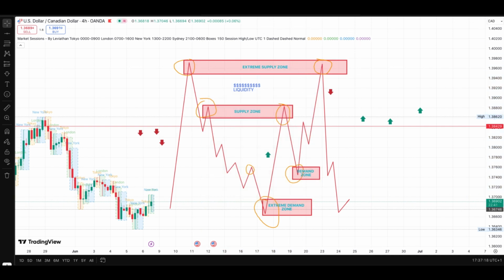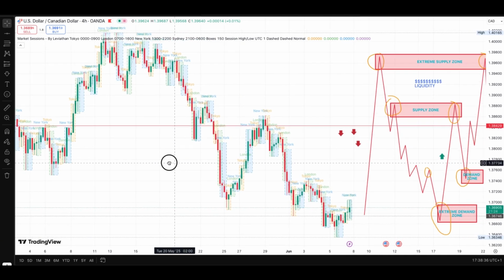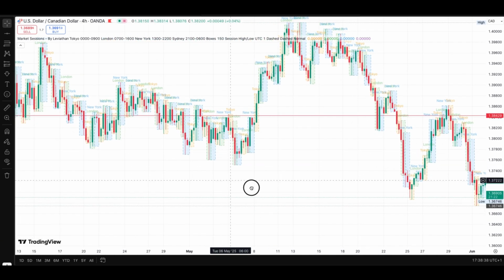All right, let me show you how it works in a real life example, the supply and demand zone in the real life example. Our time frame is on 4 hour. All right, so where is my supply zone and where is my demand zone?